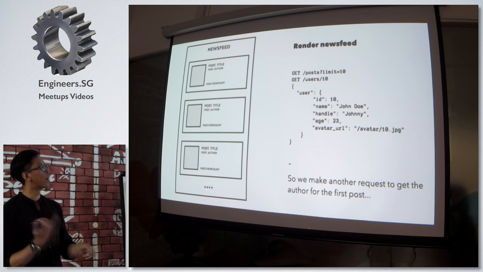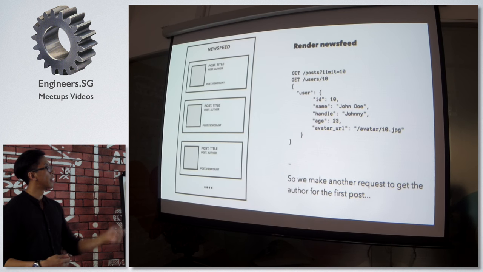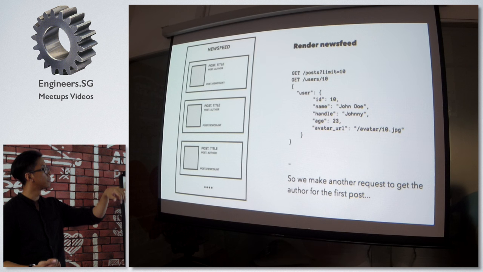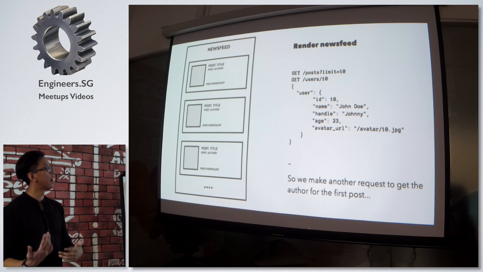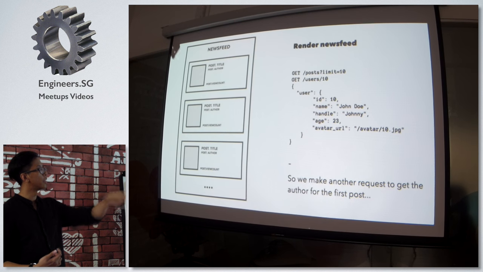So he makes one REST API query. And he gets the ID, name, handle, and age. He may not need those for this view, but he gets them because that's what your REST API returns for your user resource. And then he gets the avatar URL. Now he has enough data to render the first post.